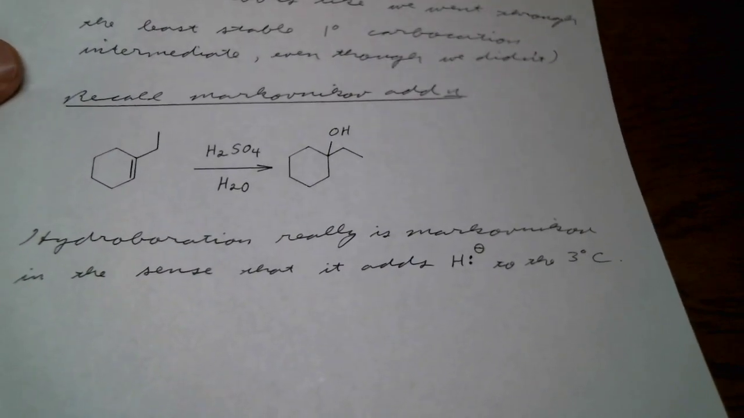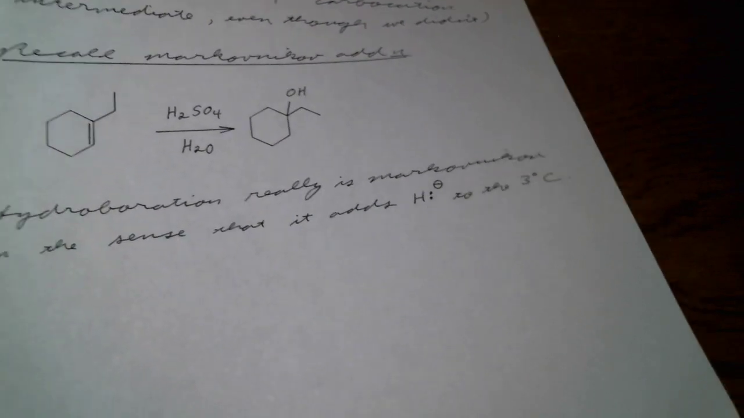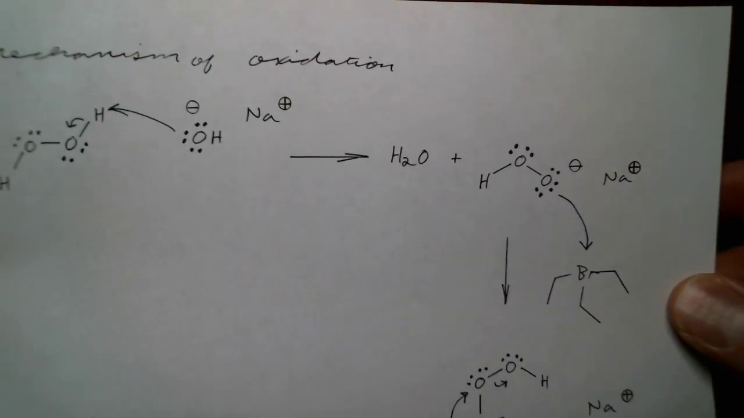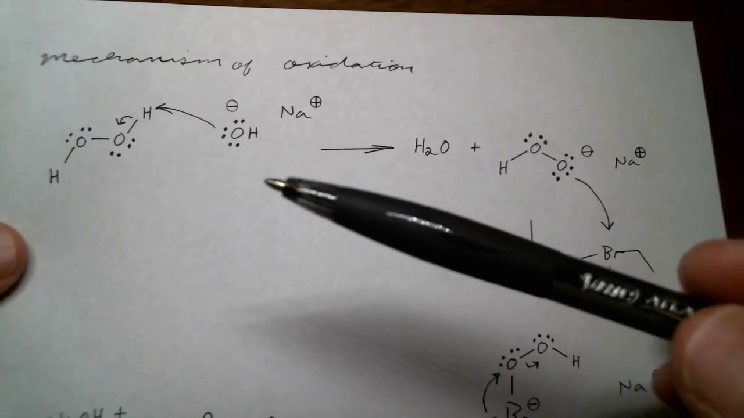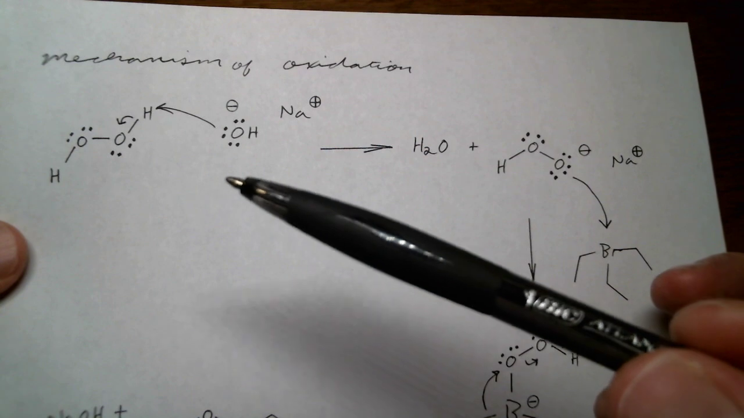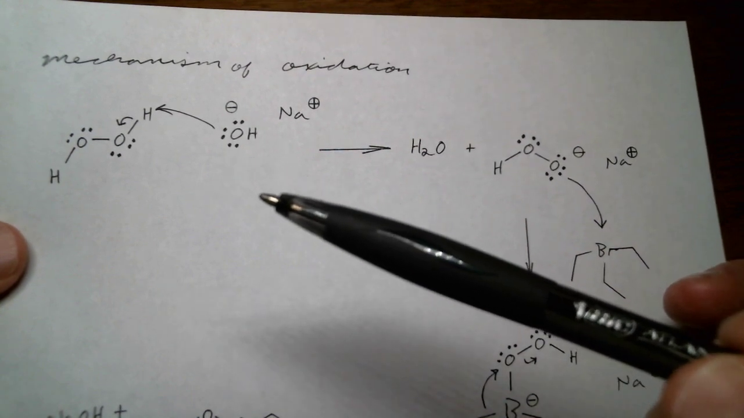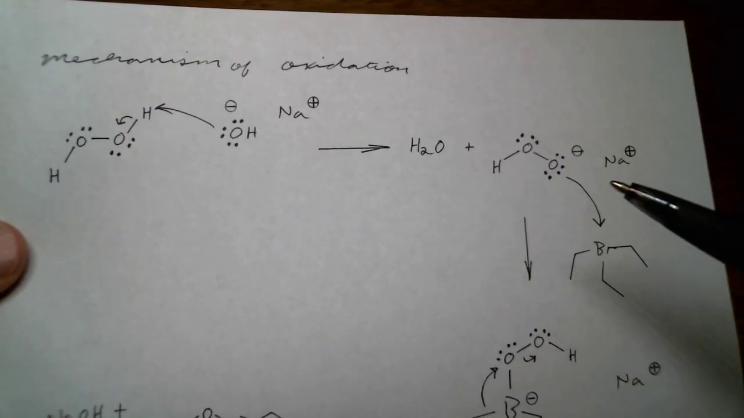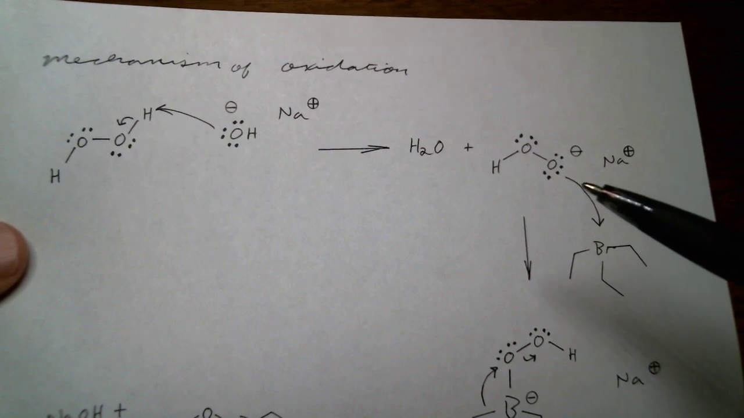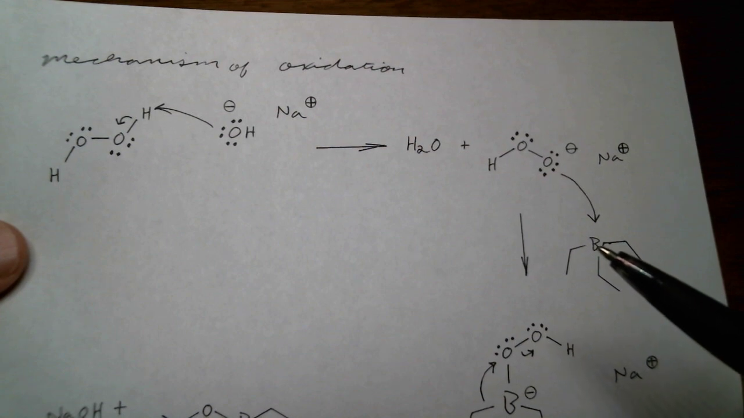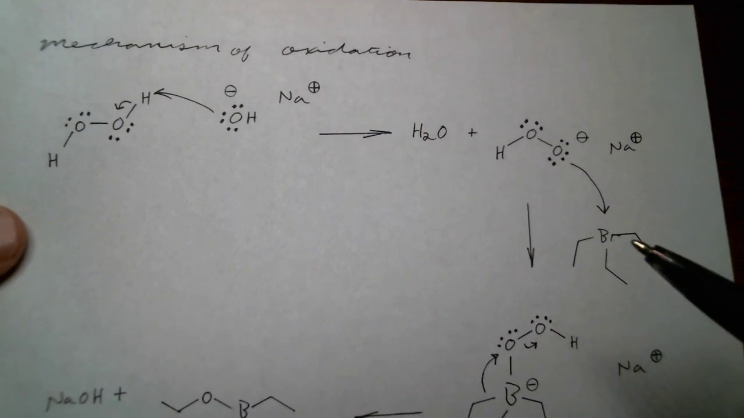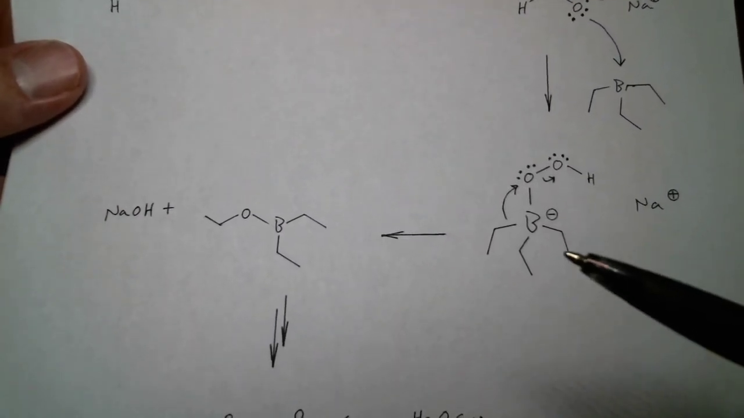So, last topic for this video is the mechanism of oxidation. So I said we're using hydrogen peroxide and sodium hydroxide. If we are using those conditions, one could imagine that we have a certain amount of peroxide anion in our solution, and that will add into the empty p orbital of our trialkyl borane and form this borate complex.